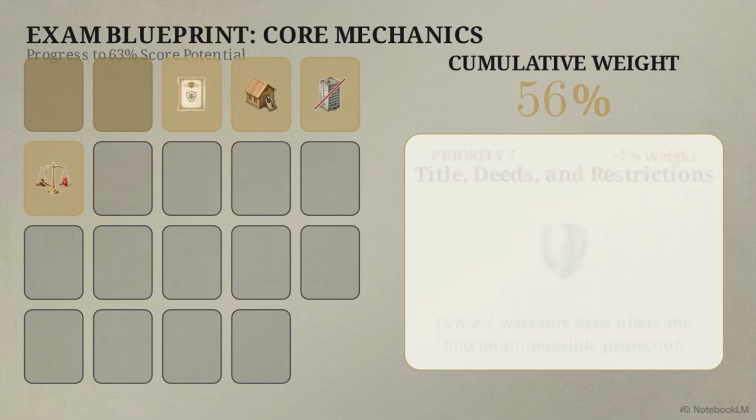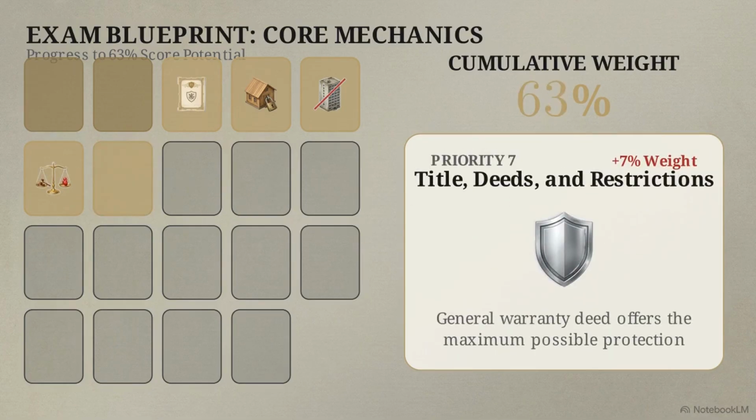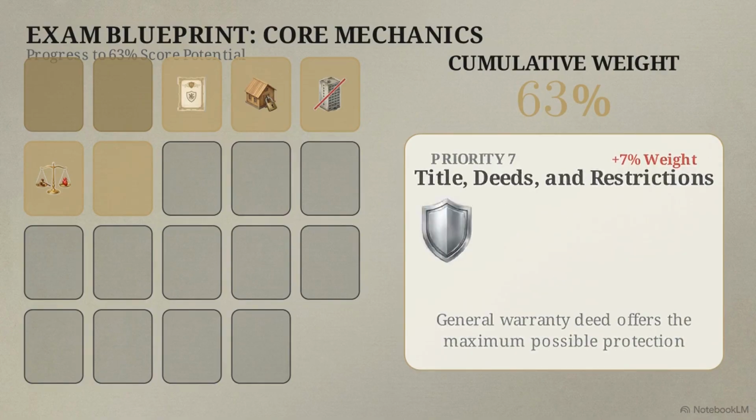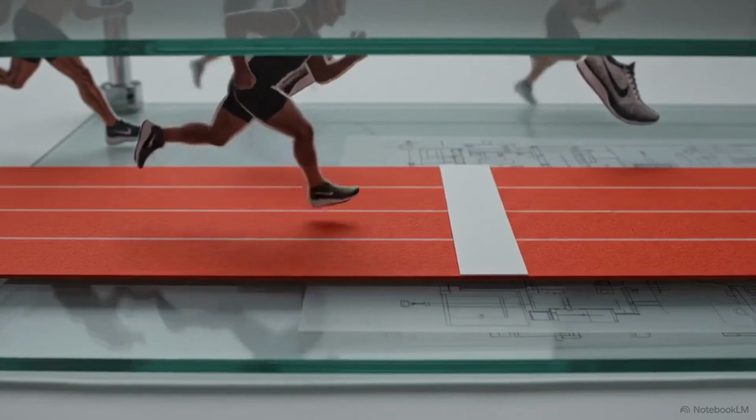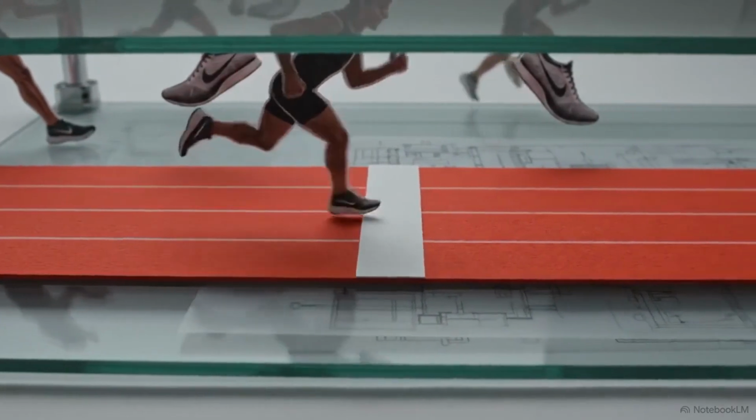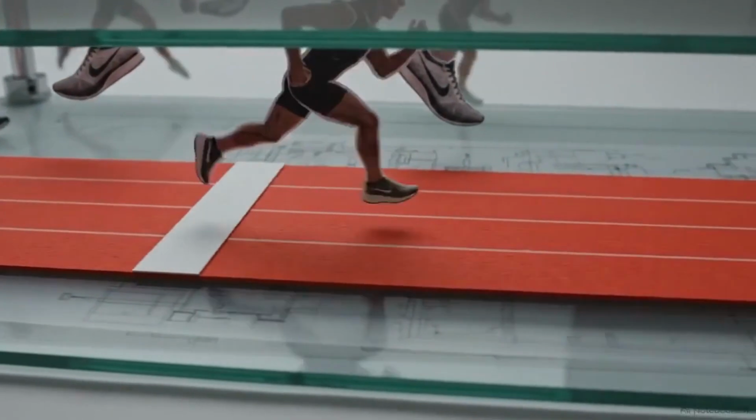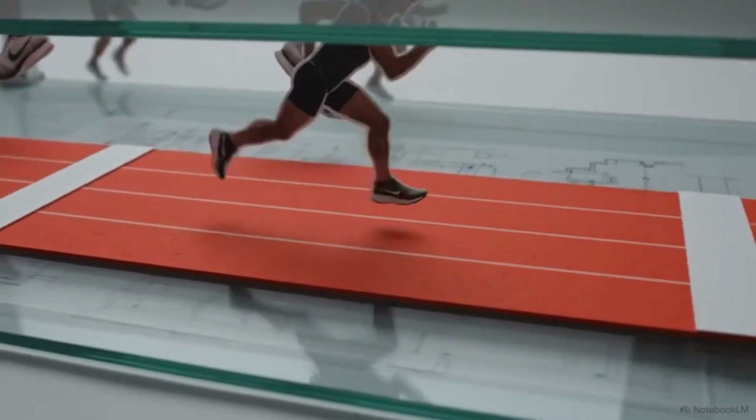Priority 7 focuses on title and deeds for another 7 questions. You must know that a general warranty deed provides the buyer with the maximum possible protection because the grantor promises to defend against any and all future claims to the title. By absorbing these specific day-to-day operational mechanics, your baseline score easily pushes well past the midpoint of the exam.